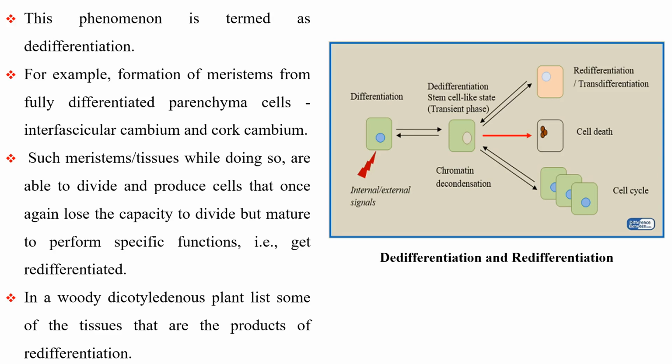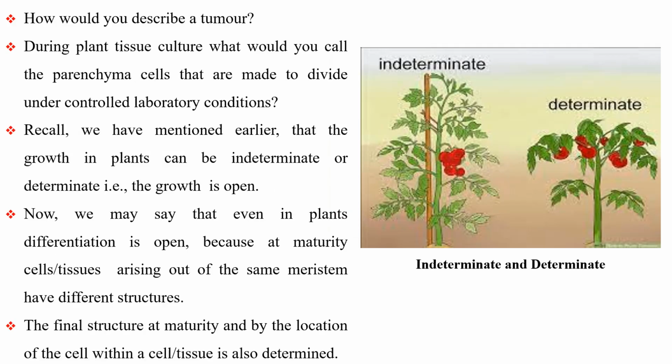In a woody dicotyledonous plant, list some of the tissues that are the products of redifferentiation. How would you describe a tumor? During plant tissue culture, what would you call the parenchyma cells that are made to divide under controlled laboratory conditions?